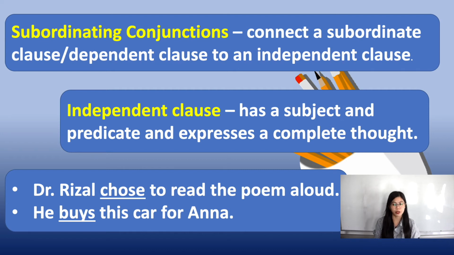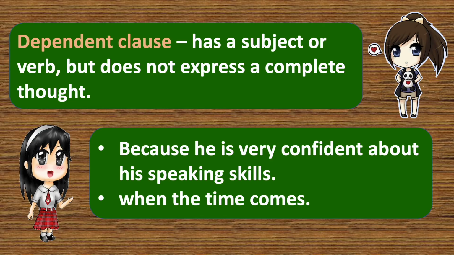Another example, he buys this car for Anna. So this is our independent clause because we have the subject, he, and the predicate or the verb, buys, which expresses a complete thought. Next is the dependent clause.